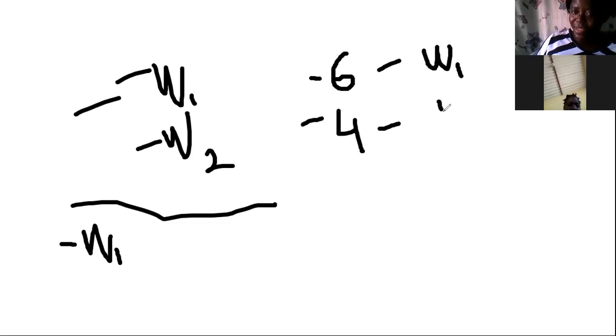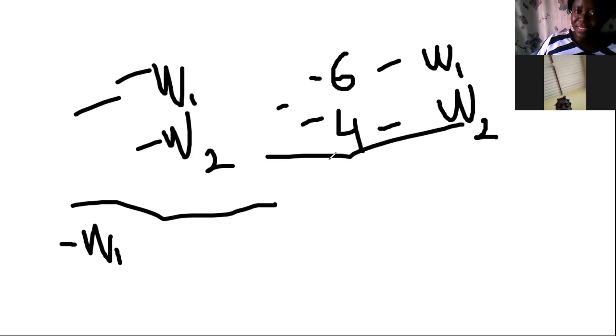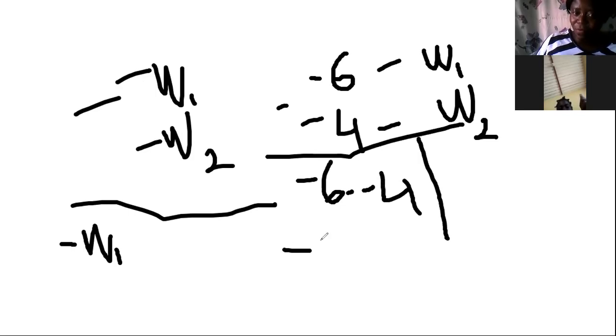Let me give you an example using numbers. I have a negative 6, which is representing my weight 1. And I have a negative 4, which is representing my weight 2. When I'm doing subtraction, I say minus 6 minus negative 4. So this one is the same. Now my negative 6 is my negative weight 1 minus my negative weight 2.